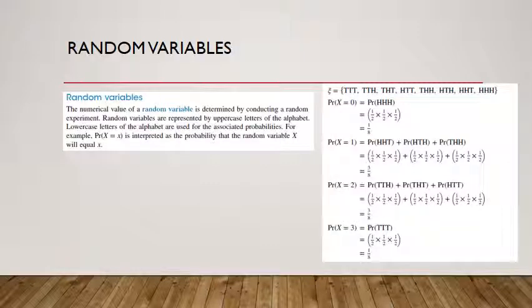Discrete random. A random variable is just something we've deduced from an experiment which is random. So for example, flipping coins on the right hand side. Random variables are represented by uppercase letters of the alphabet, so it has to be capitalized. Lowercase letters are usually for the probabilities, not for the variables themselves. That's why when you write it, you write probability of X equals x. So capital X is the random variable, x is the outcome that we want.